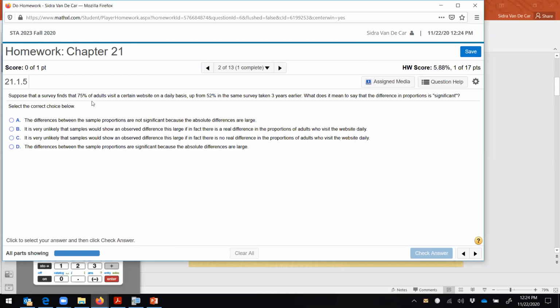Suppose that a survey finds that 75% of adults visit a certain website on a daily basis, up from 52% in the same survey taken 3 years earlier. What does it mean to say that the difference in proportions is significant?